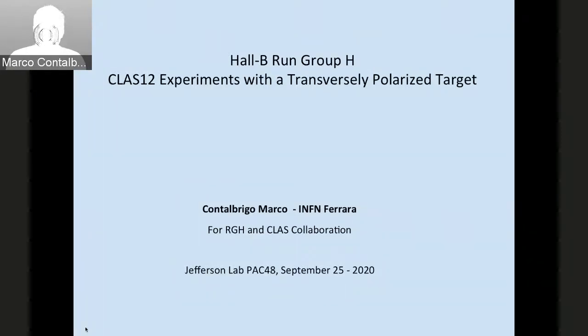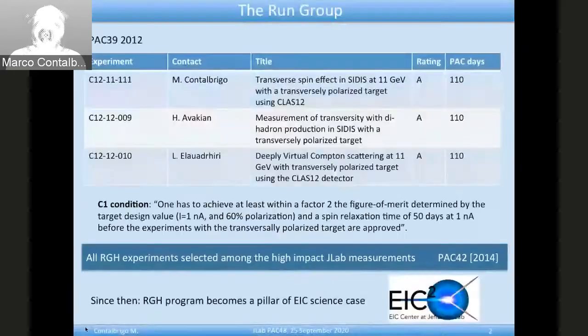So I'm going to report about Run Group H of CLAS12 that collects experiments with a transversely polarized target. There are three of them that were approved in 2012. The first two deal with semi-inclusive reactions and the third with exclusive reactions, in order to access observables that are sensitive to elusive quantities inside the confined states of the nucleon. These were rated with a maximum grade A and granted 110 running days, under the technical condition to show that the target the experiments propose is able to sustain the polarization under the charged beam interaction.